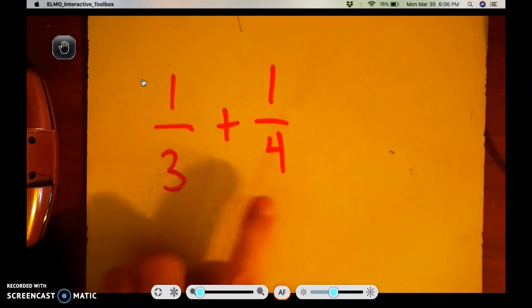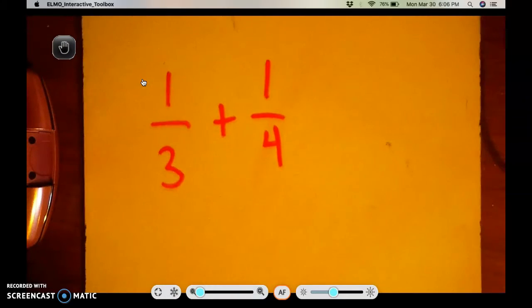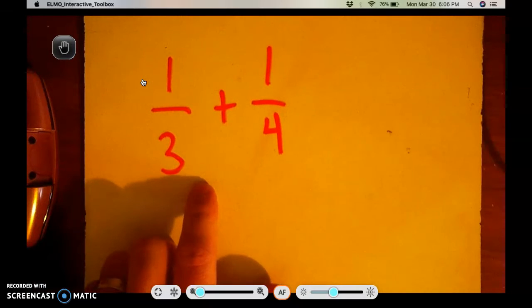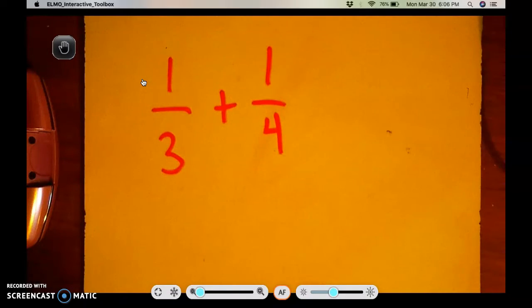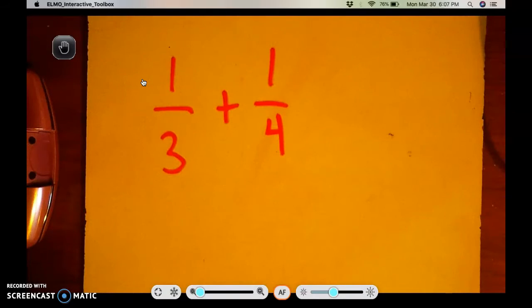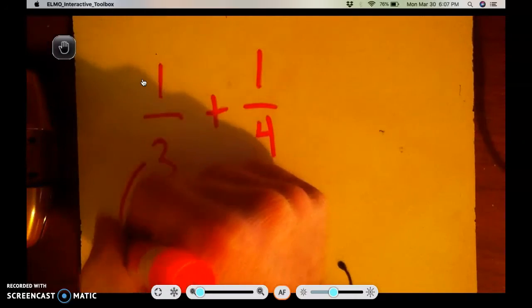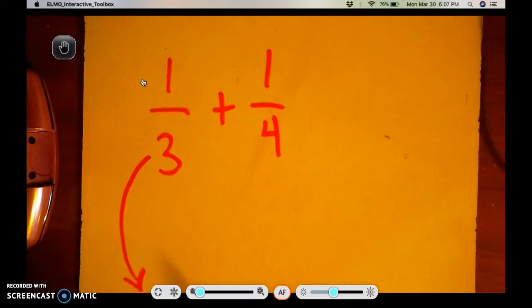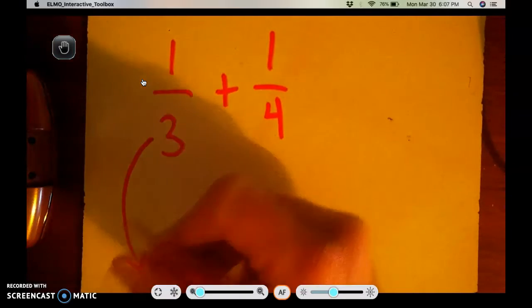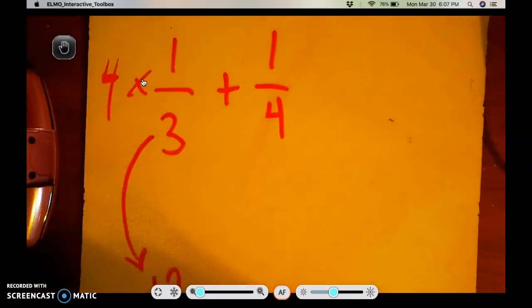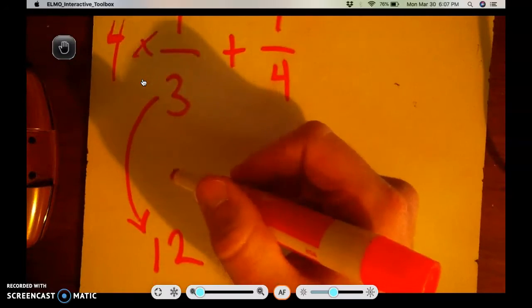Now, again, we can't add thirds to fourths because they're different sizes. So we want to find the common denominator, just like we've done before. So we want to see the least common multiple. The least common multiple of 3 and 4 is going to be 12. So to take this fraction and put it in the numbers we can use, just like from the video, we're going to take the denominator times 4, which is going to give us 12, and we're going to take the numerator times 4, which is going to give us 4.